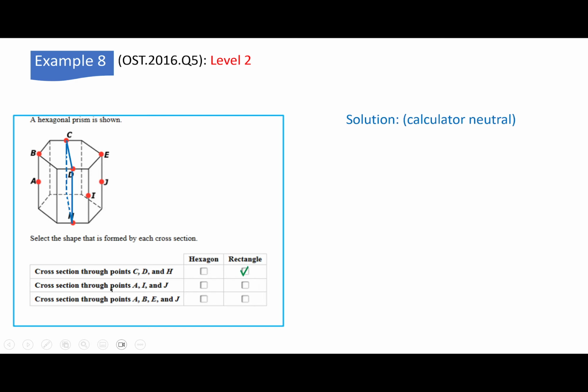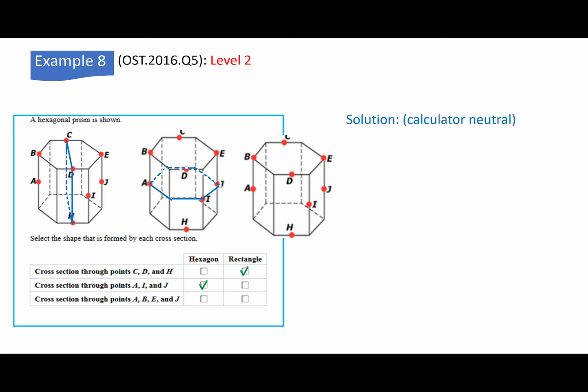The second section is AIJ. AIJ, draw it again here. AIJ. So I'm cutting it this way. Parallel to the base, it will look exactly the same as the base, which is a hexagon. The third option is ABEJ. ABEJ. That is a rectangle.